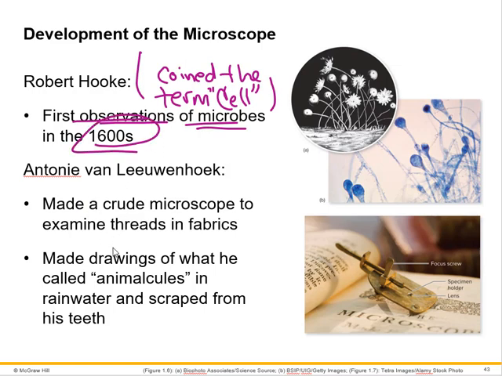And then Antony van Leeuwenhoek was around the same time, and he examined fabrics with this crude microscope that he made. There's a little hole right there, and a specimen holder right here, and he could move that up and down and look through the hole with the lens in it.